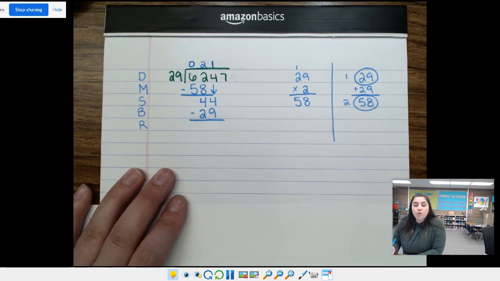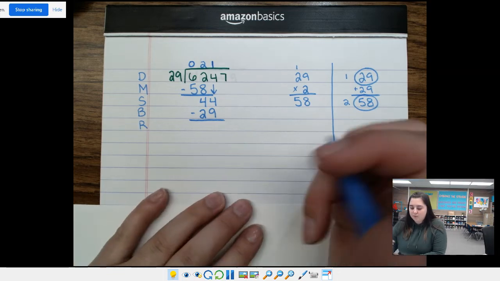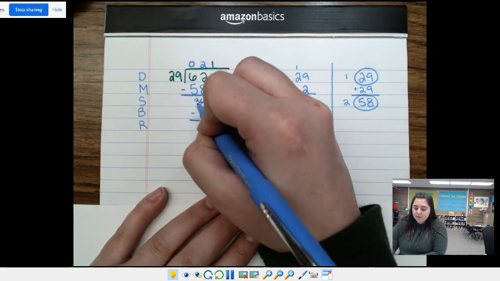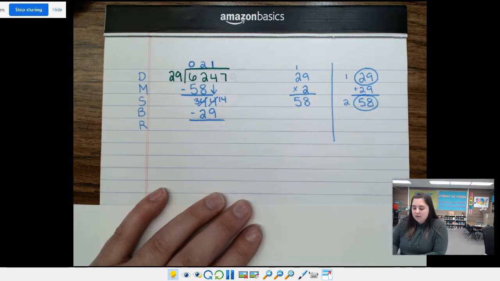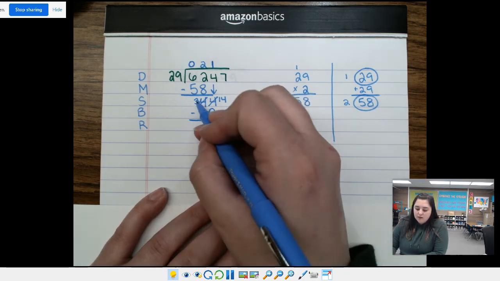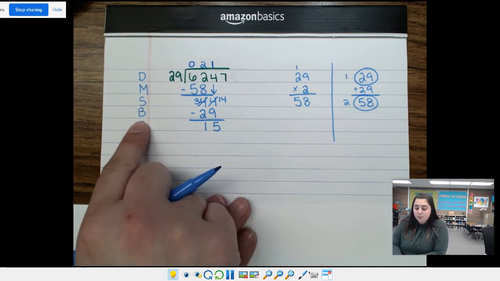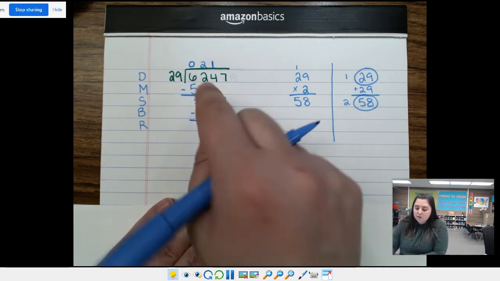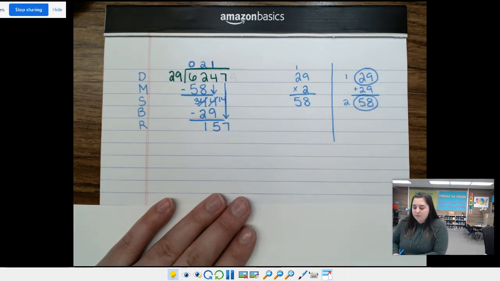Let's subtract there. Again, you could count up 29, 30, 31, 32, 33. Kind of use some mental math there. Or if you prefer, regroup. That 4 becomes a 3. And this 4 becomes a 14. What is 14 take away 9? 5. And 3 take away 2, 1. So 15. But we're not done yet. Remember, we need to keep, after we subtract, bringing down the rest of the numbers. So that 7 needs to come down.